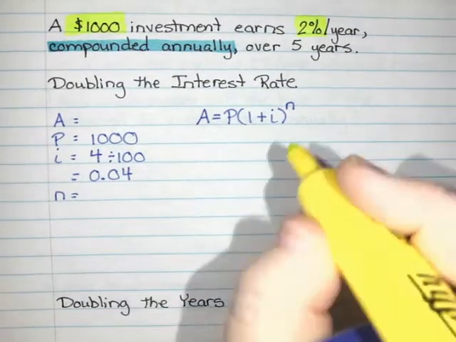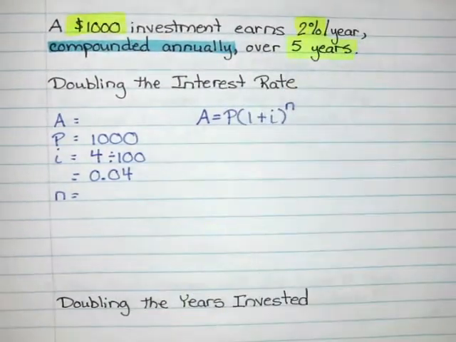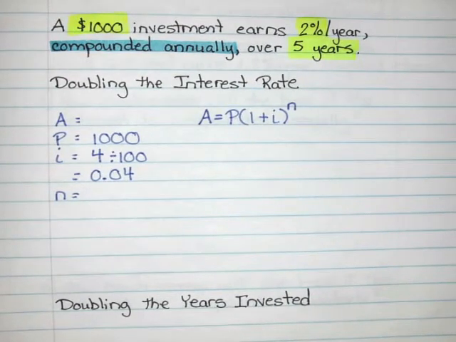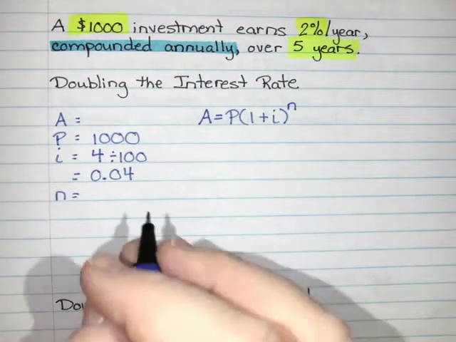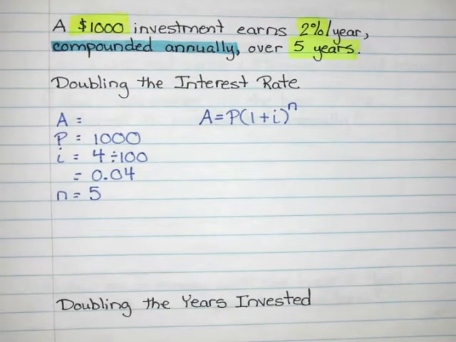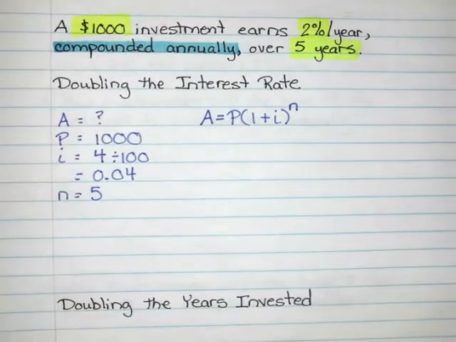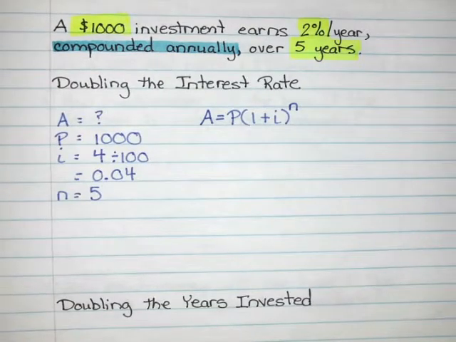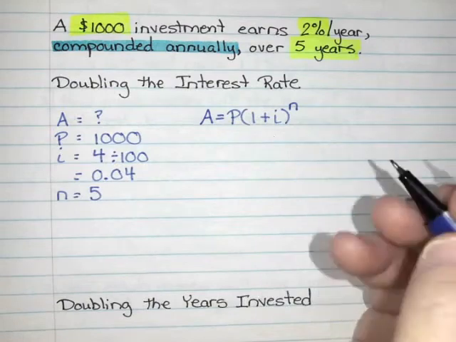And then the last piece of information is that it is invested for 5 years. So that means that N, the amount of time, is 5 years. We're earning interest 5 times, once every year. And then A is the one that I don't know. So we're going to take our values, substitute them into the formula and see what we get.